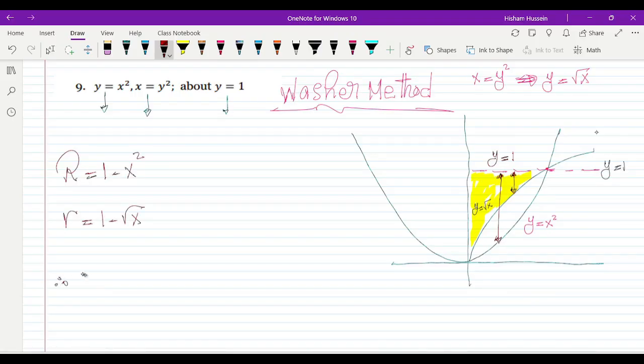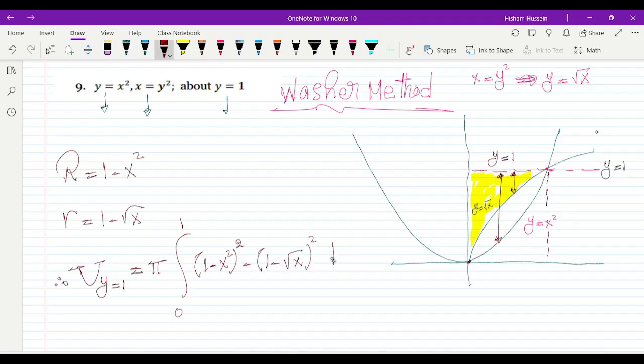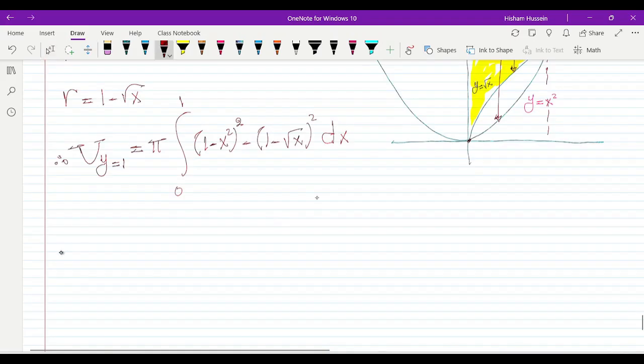So the volume resulting from rotating this area about y equals 1 is by integration of this area from 0 to 1, starting here from the origin till x equals 1. Okay, the large radius is (1 minus x squared) to the power 2 minus the smaller one, which is (1 minus root x) squared, dx. So evaluate this integral.